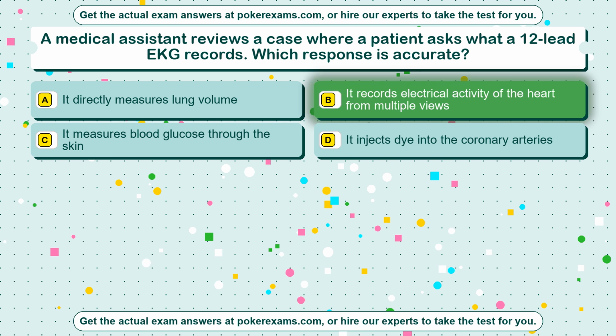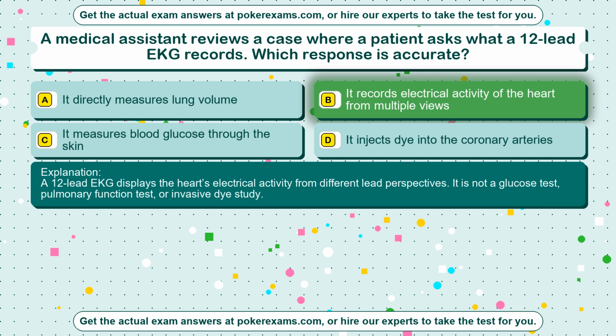The correct answer is option B, it records electrical activity of the heart from multiple views. A 12-lead EKG displays the heart's electrical activity from different lead perspectives. It is not a glucose test, pulmonary function test, or invasive dye study.